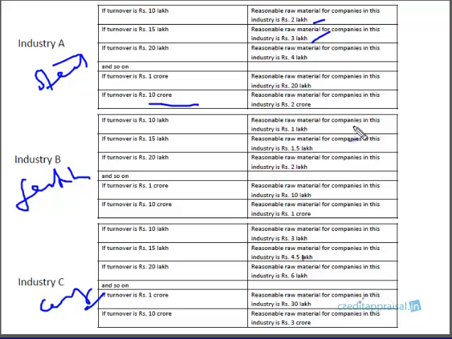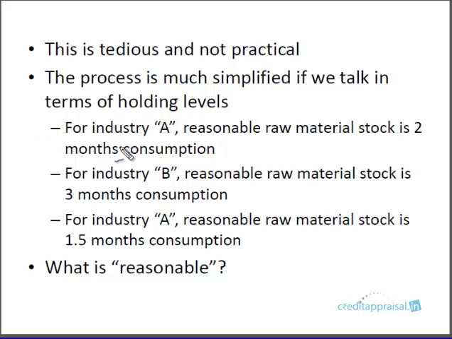If you don't speak in terms of holding levels, if you speak in terms of absolute value, this is how you have to approach it as a banker. You have to build this table for various turnovers, what is the reasonable raw material. This is only for raw material. Again, you have to do it for work in progress, finished goods, debtors. So that's going to be a very cumbersome process. That's why you always speak in terms of holding levels. That is very easy. Just say for this particular industry, the reasonable raw material stock is 2 months. For this particular industry, reasonable debtors is 3 months. If you speak in terms of holding levels, it's going to make your life much simpler.